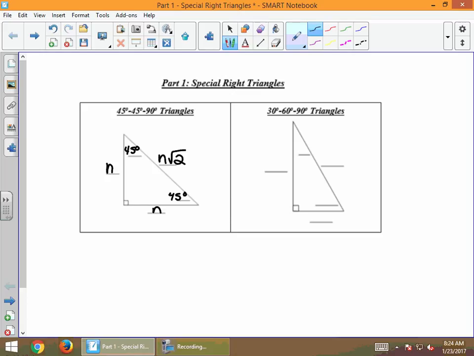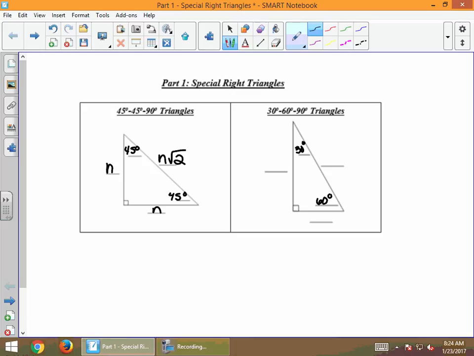Another type of special right triangle is a 30, 60, 90 triangle, which means the little angle is 30 degrees, the next angle is 60 degrees, and then again there's always that right angle. Okay. In the 30, 60, 90 right triangle, the side order is kind of important.